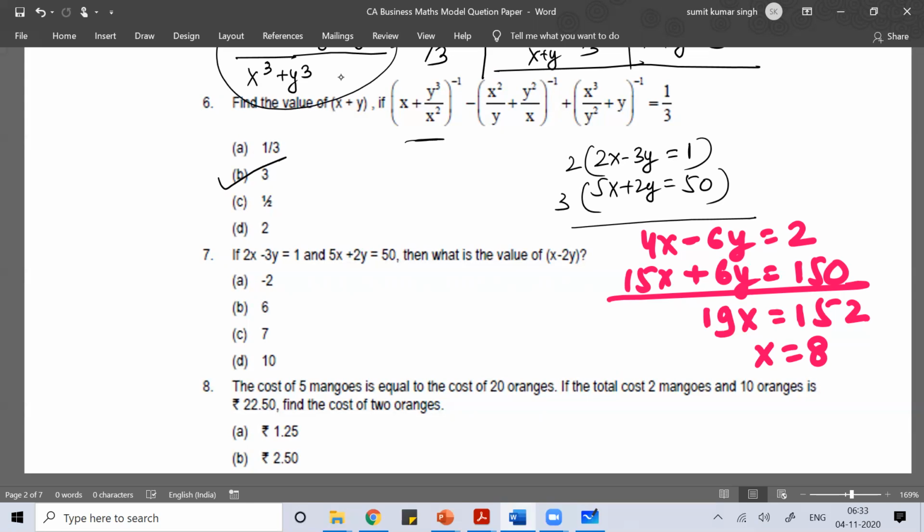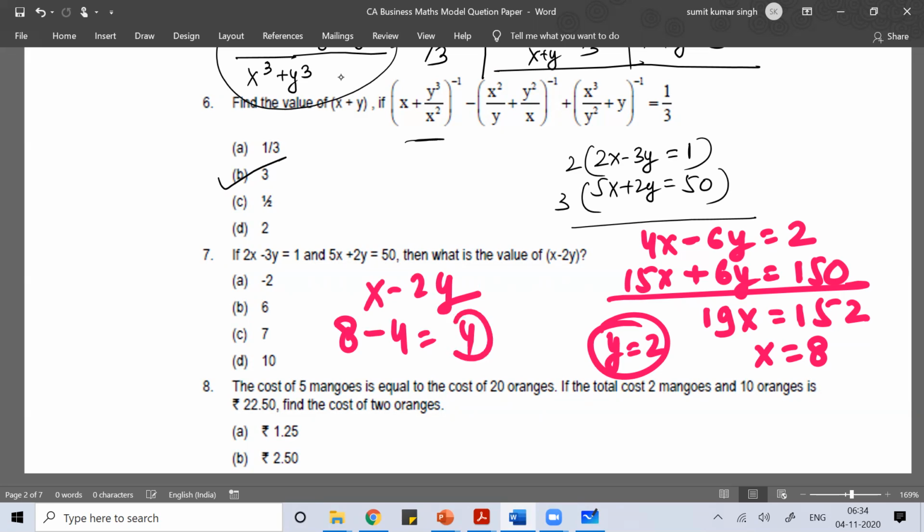So x you got 8, and the y value, how much will you get? The y value you'll get is 5. So the x value you get is 8. Y value you get 2. So what is the value of x minus 2y? That is 8 minus 4. That is 4.